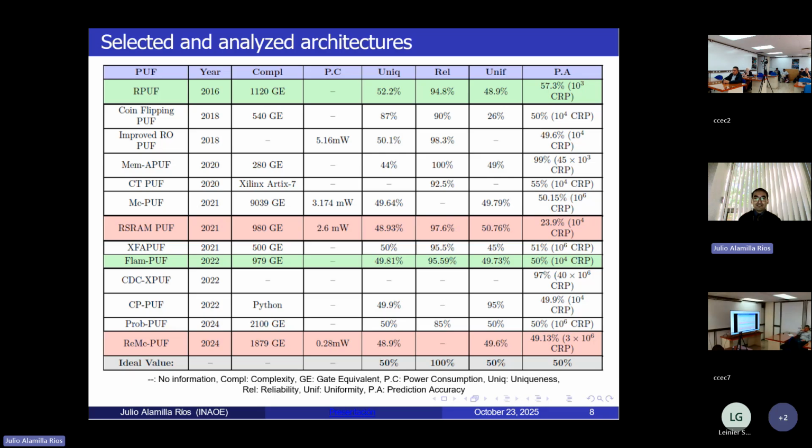To avoid starting from scratch, this research conducted a qualitative analysis of 13 architectures, from which 4 were selected based on their implementation year, complexity, and how closely their metrics and robustness against machine learning attacks approach ideal behavior. The architectures highlighted in green represent arbiter-based PUFs, while those highlighted in red are based on SRAM architectures.